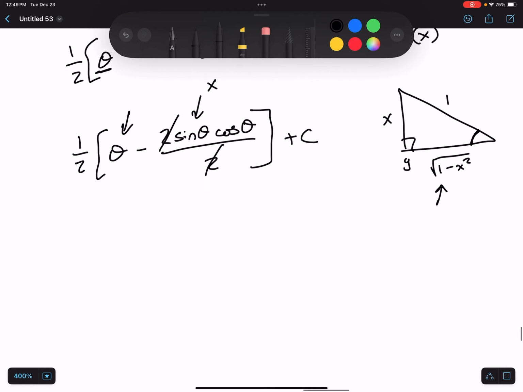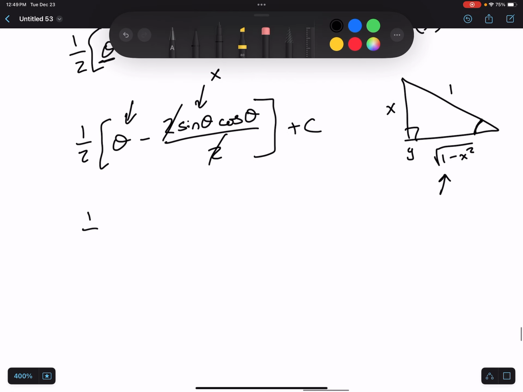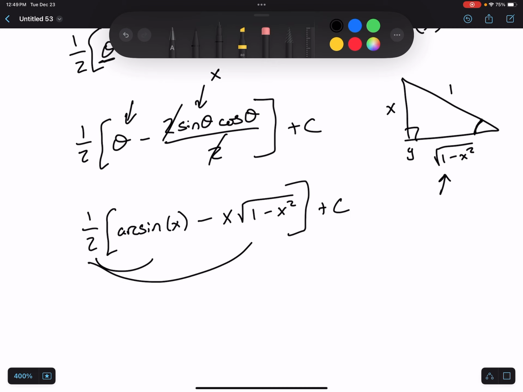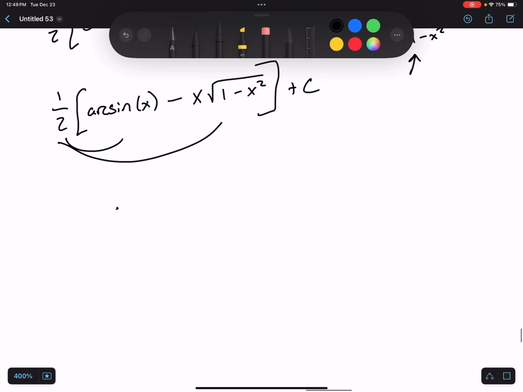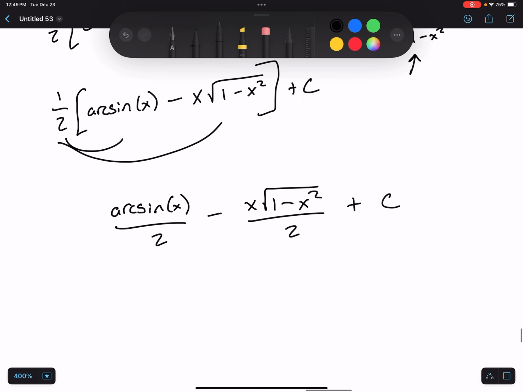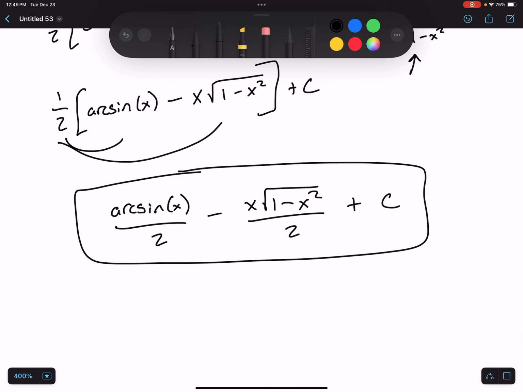So now we can come back here, and say 1/2 times, and remember theta is arcsine x, minus now, sine of theta is just x, times the square root of 1 minus x squared for cosine theta. And now we must remember to add our constant, and all that's left to do now is to distribute this 1/2. So what we've really got is arcsine x over 2 minus x times the square root of 1 minus x squared over 2 plus a constant. And this is the solution to our integral.